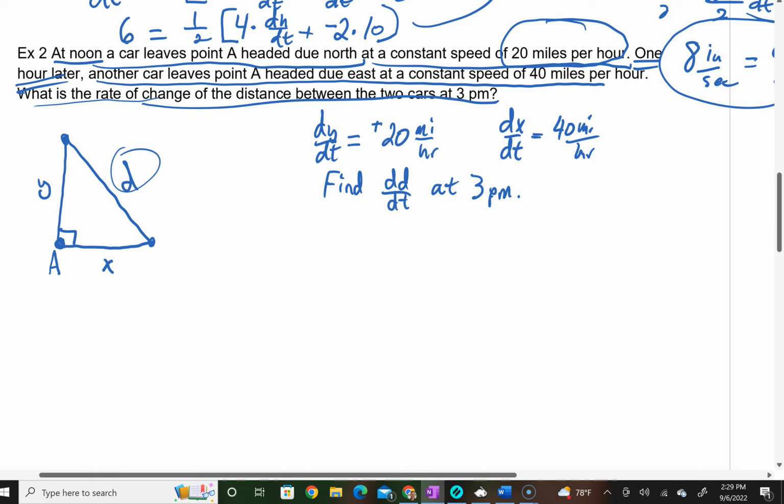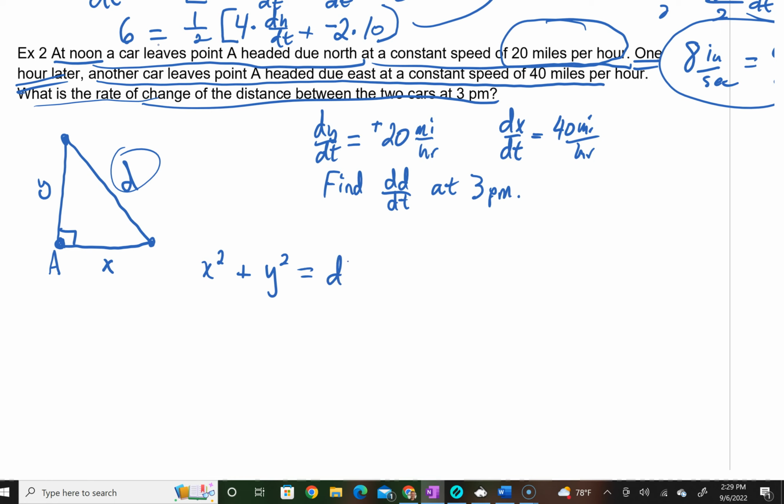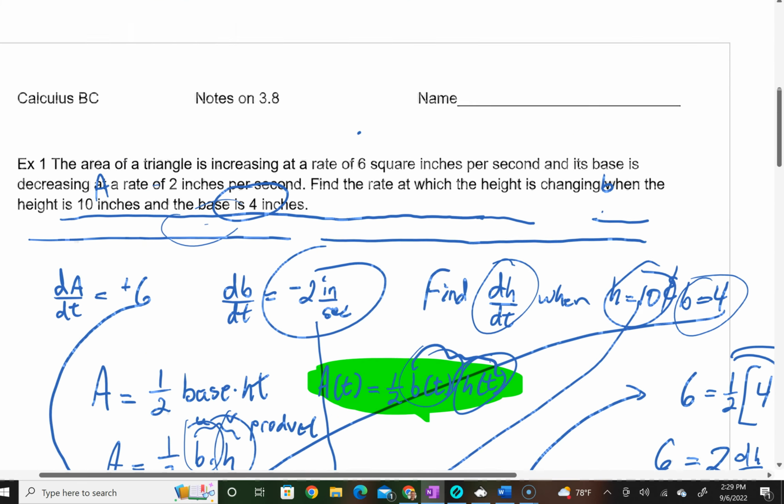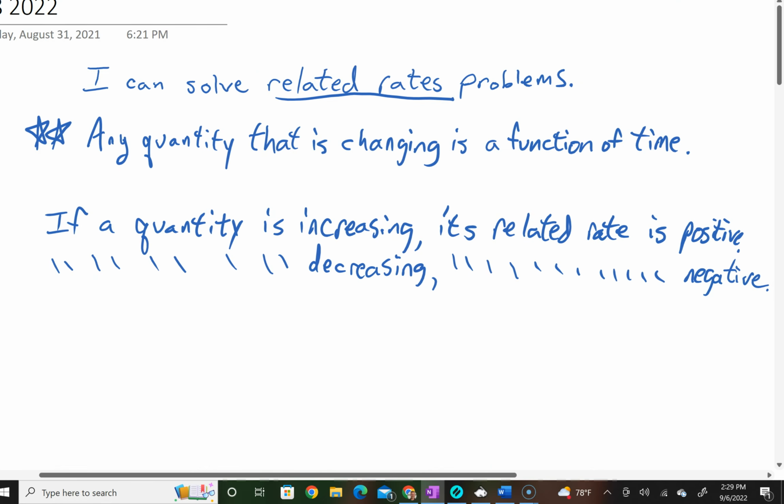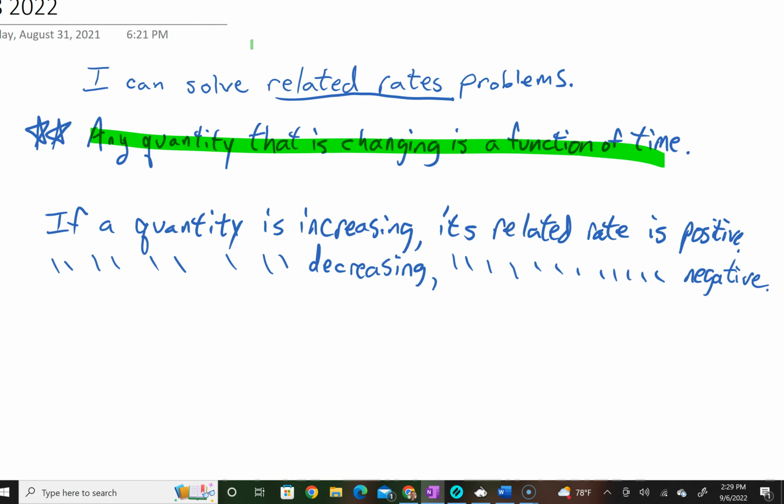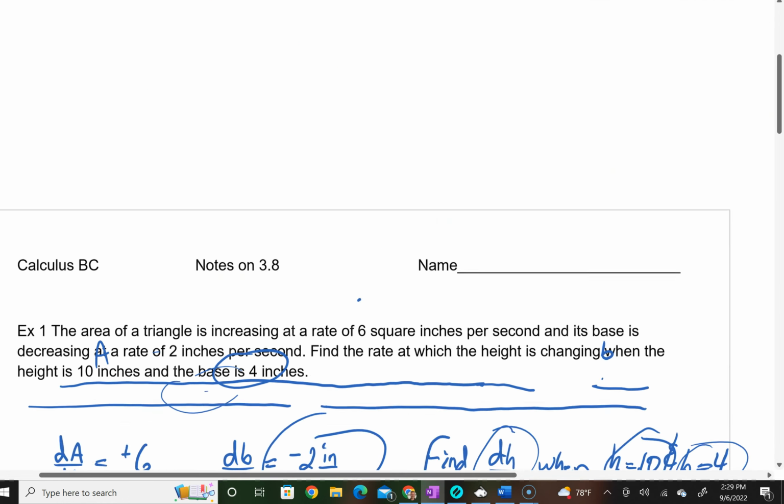But in this instance, we could see that we have one of the most famous relationships in a right triangle, and that would be the Pythagorean theorem. I'm going to say x squared plus y squared equals d squared. And please hear this, this is so critical. Every function here is a function of time. That's really where I was coming up right here, just to drive this home. If your quantities are changing, they are functions of time.